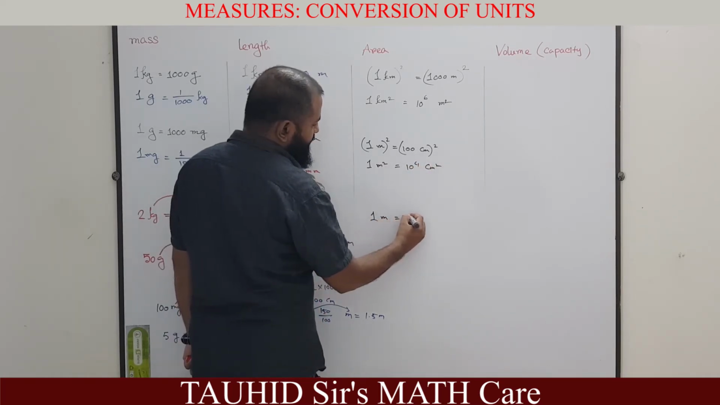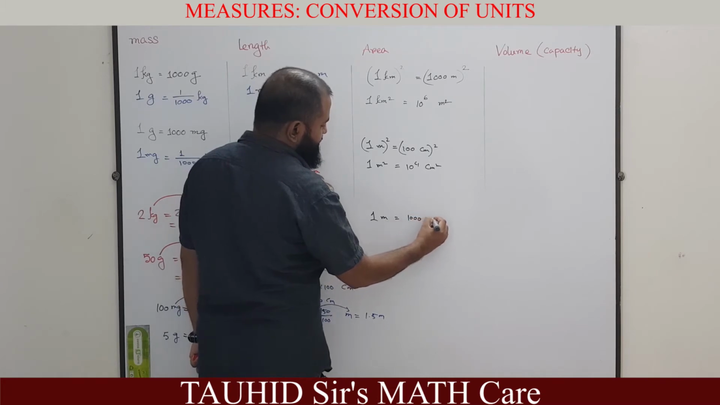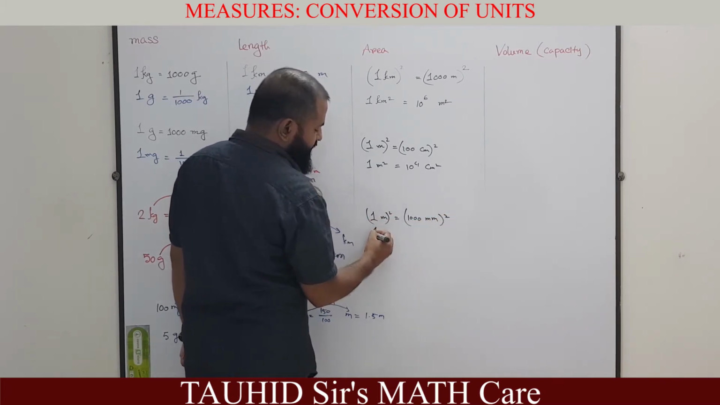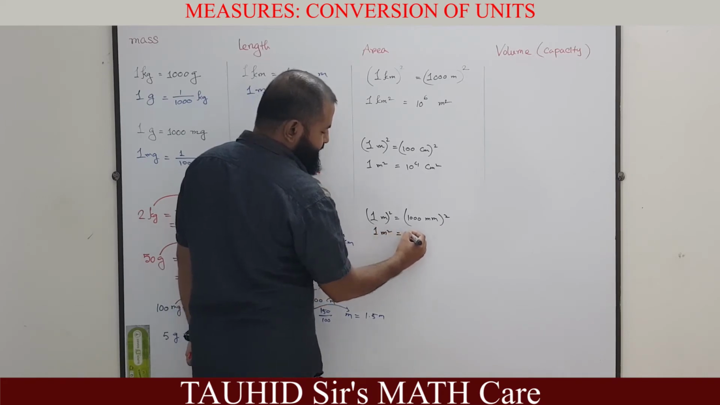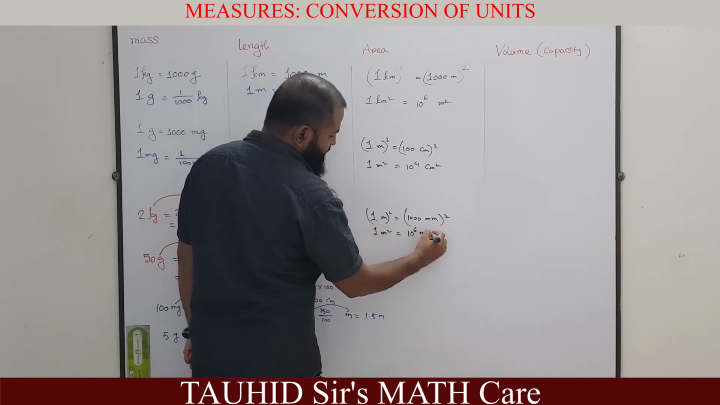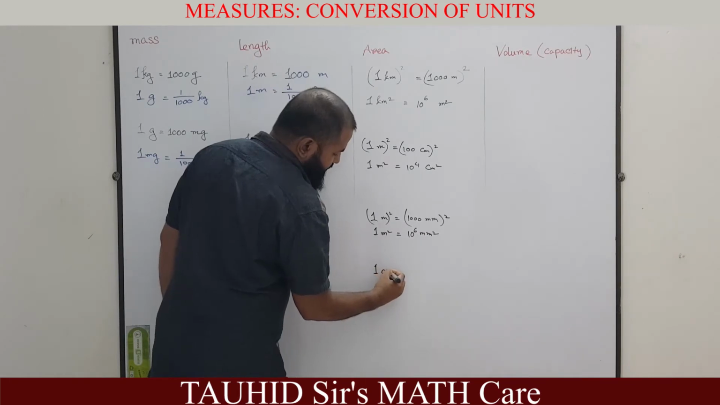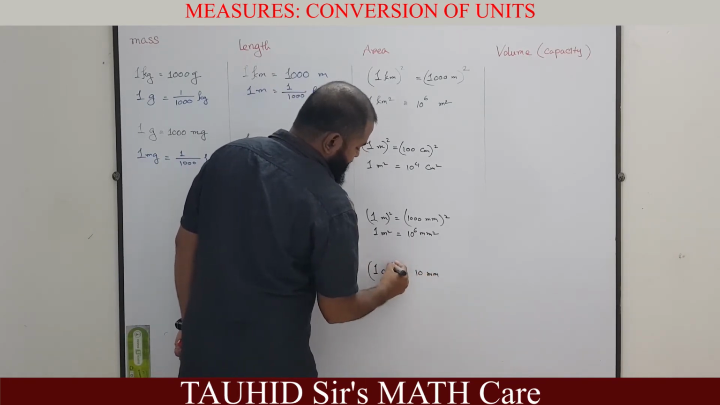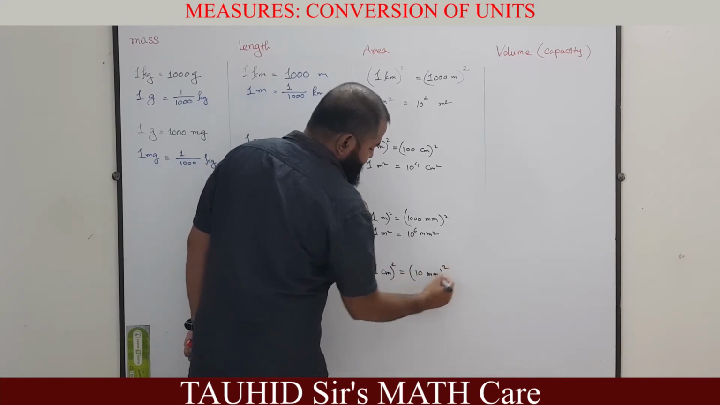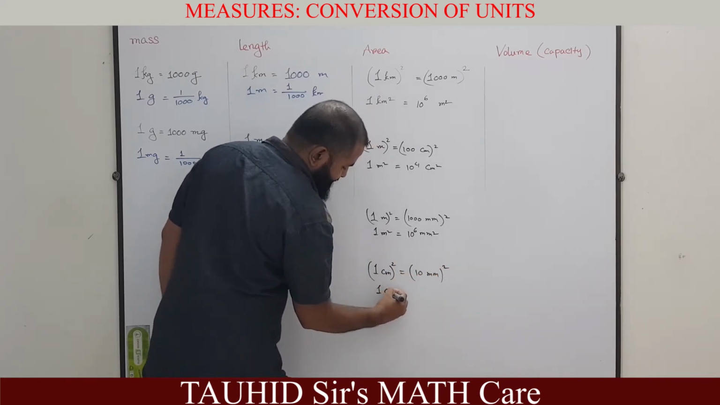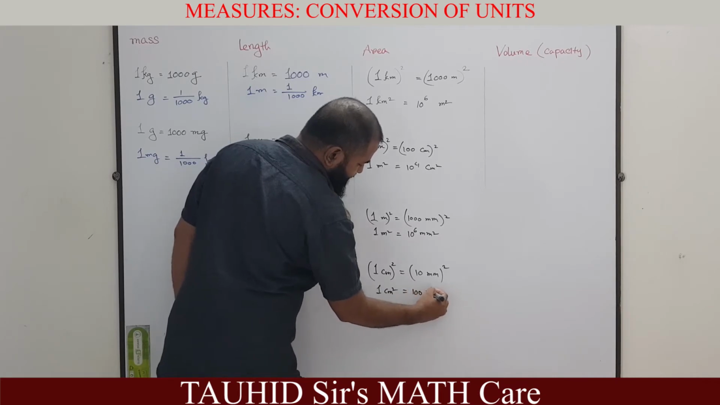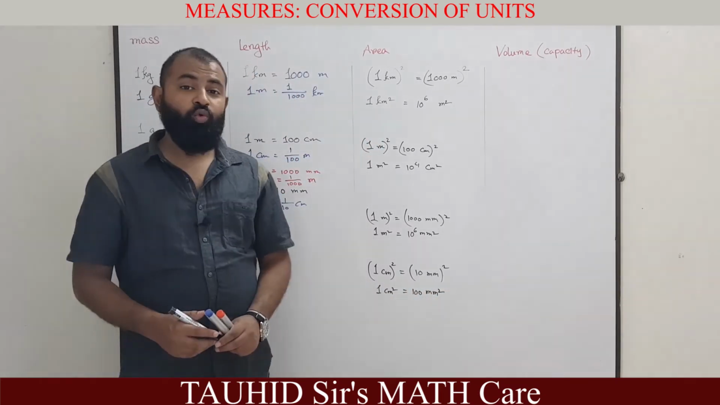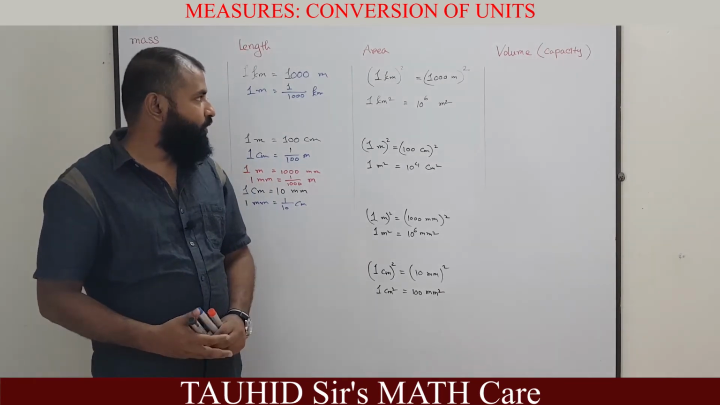1 meter equals 1000 millimeter. That means 1 meter square equals 1000 millimeter square, so 1 meter square equals 10 to the power 6 millimeter square. 1 centimeter equals 10 millimeter. Therefore 1 centimeter whole square equals 10 millimeter square, so 1 centimeter square equals 100 millimeter square. This is the case when we use the formula for area.